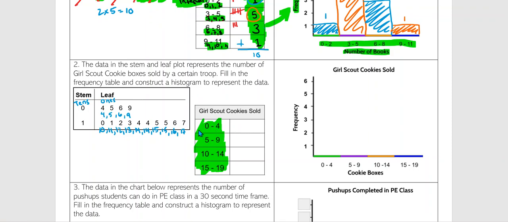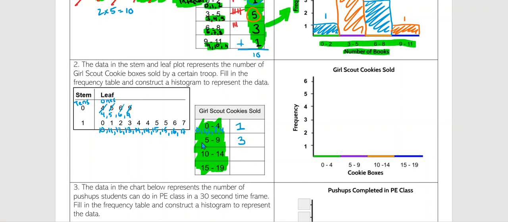So from 0 to 4, that's 0, 1, 2, 3, and 4. So I don't have any zeros, don't have any ones, no twos, no threes, but I do have a 4 here, so I'm going to cross that out. And that's the only one, so we've just got 1 there. Next we have 5 to 9, so I've got 5, 6, and 9, that's 3 of those. And we're going to count those here.